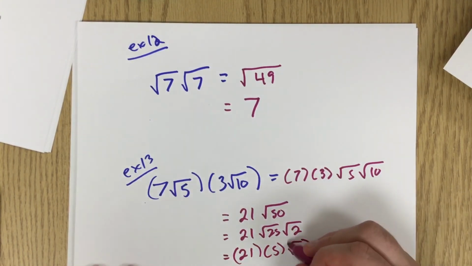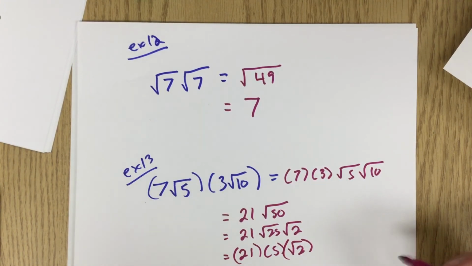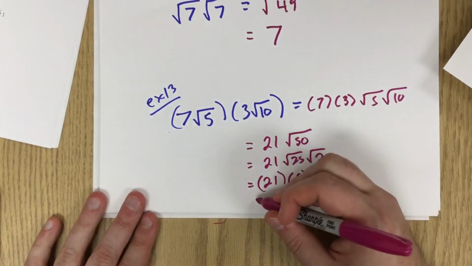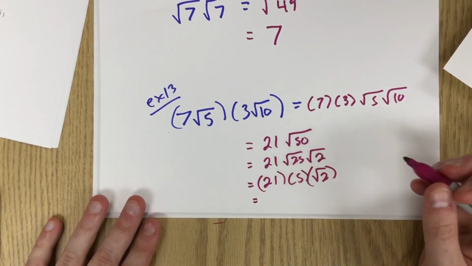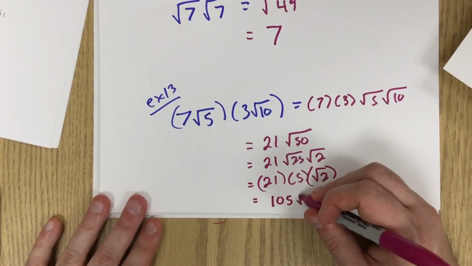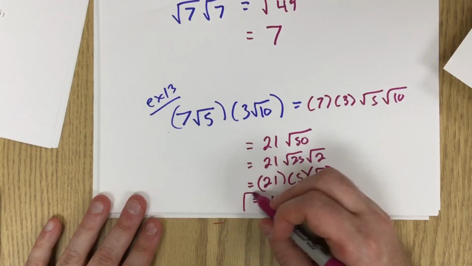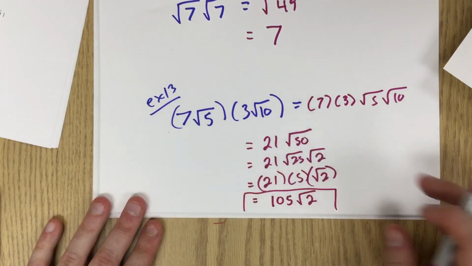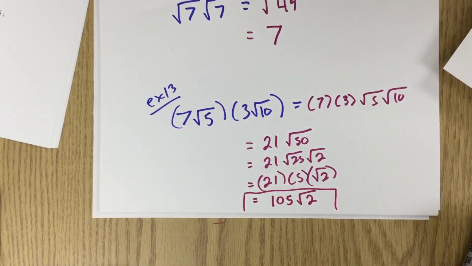I'm not sure why I put a bracket there, didn't really have to. Which is 21 times 5 is 105. So it's going to be 105 root 2, and that's the answer. So 7 root 5 times 3 root 10 is 105 root 2.